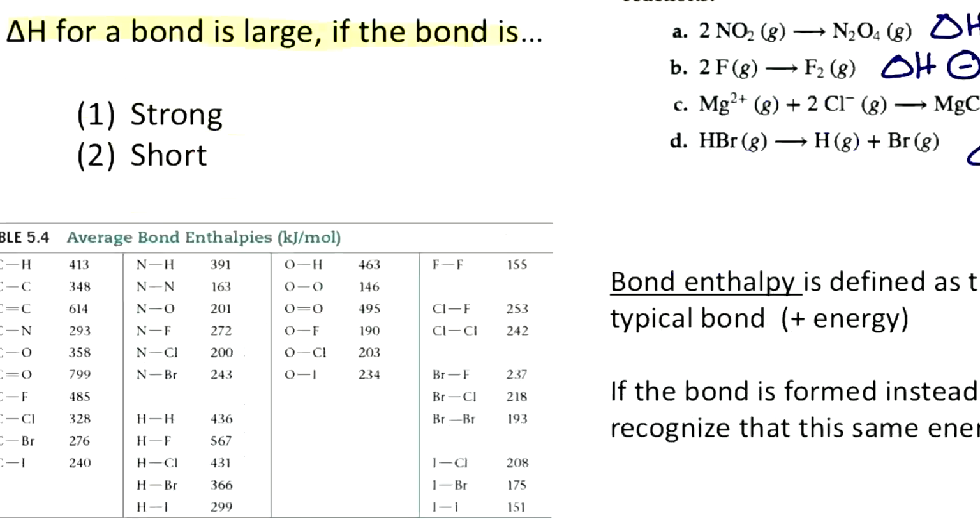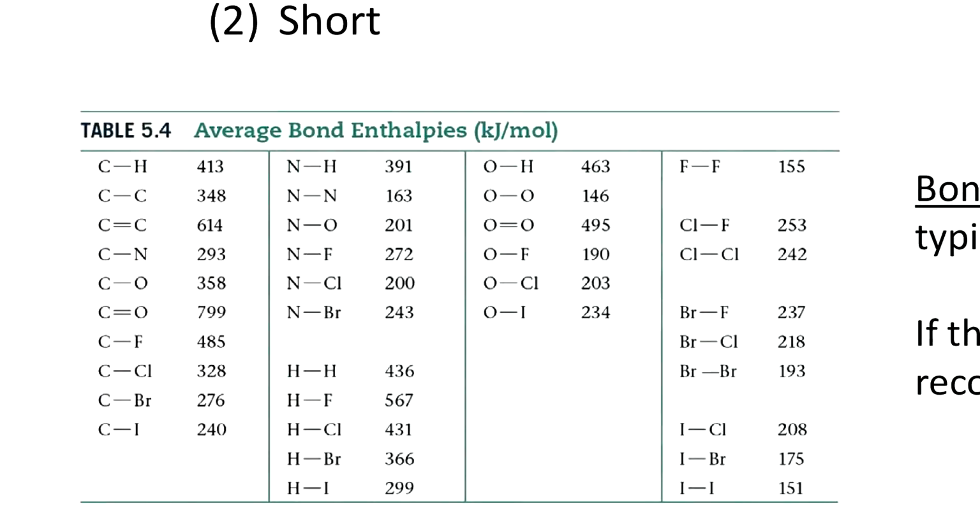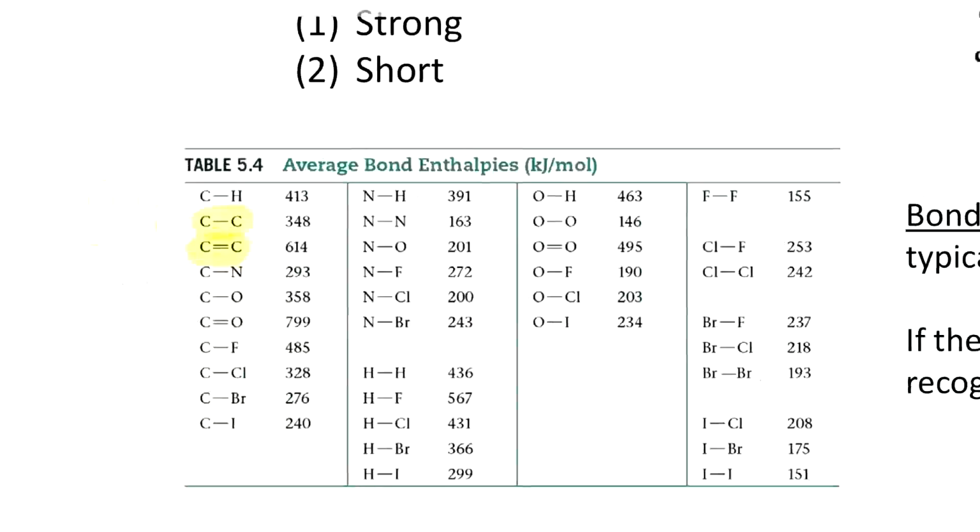Here are some examples of bond enthalpies. Here's a carbon-carbon single bond, 350 kilojoules per mole. But if you want to break a carbon-carbon double bond, look, it is stronger and it's shorter. And we see that the bond enthalpy required to break it is much, much higher, all right? So we see that manifest itself here.